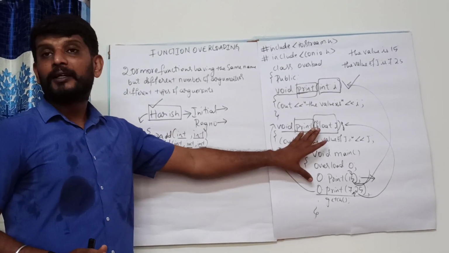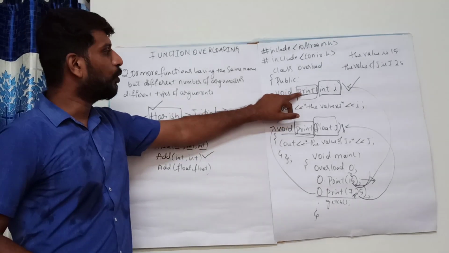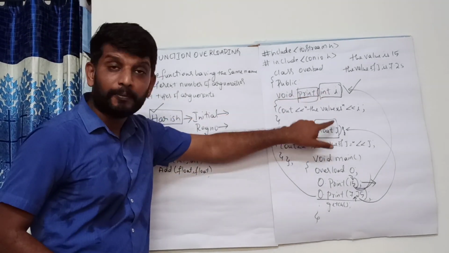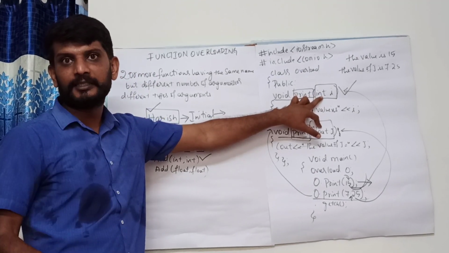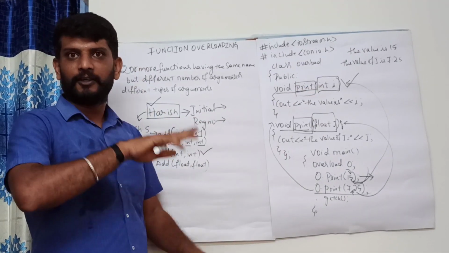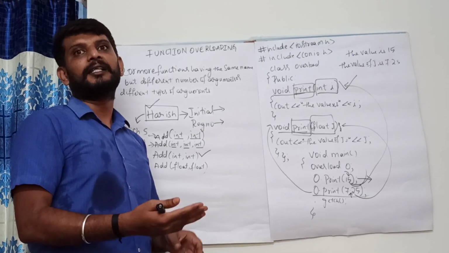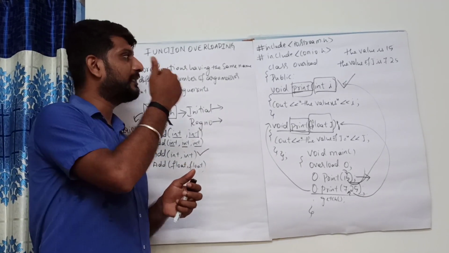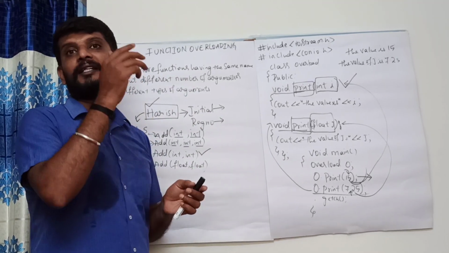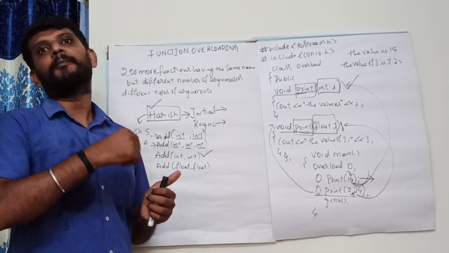So in this particular class, I have shown you two or more functions having the same number of arguments but different type of arguments. Here the number of arguments is same but type of arguments is different. In our next class, let us see how exactly to write a program that is consisting of two or more functions having the same name but different number of arguments.